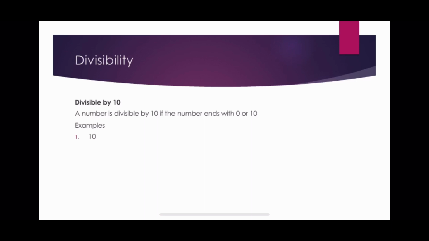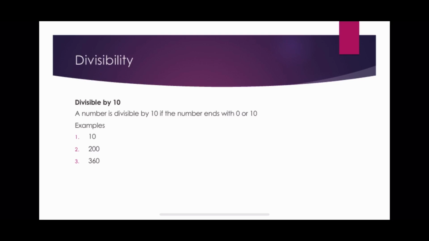Number 1 is 10. So it is divisible by 10, of course, because if you divide 10 by 10, the answer is 1. It is a whole number. No decimal point, or if you perform manual division, there is no remainder. So therefore, 10 is divisible by 10, of course. Number 2, 200. It ends with 0. So therefore, it is divisible by 10.